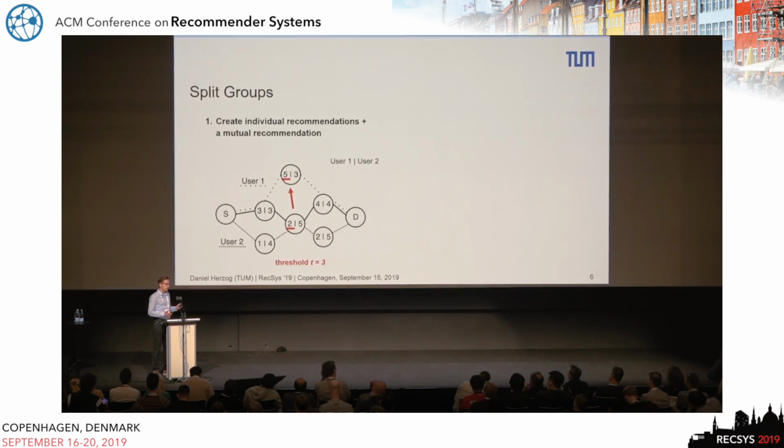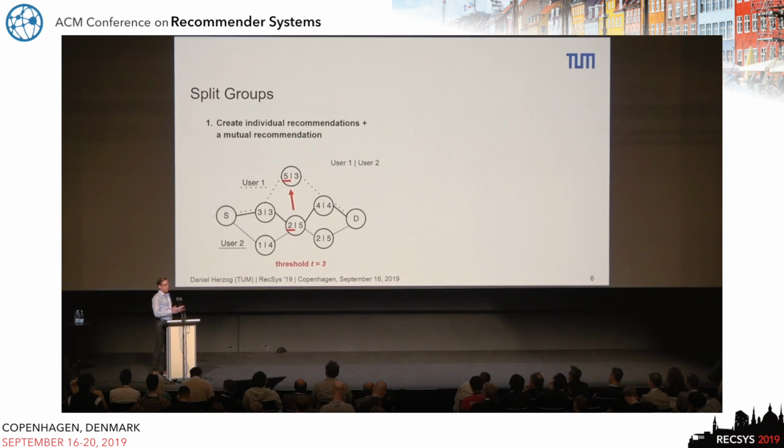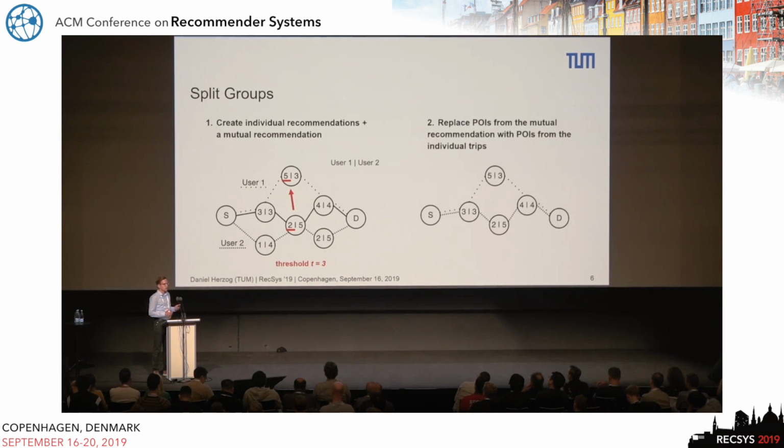In this case, user 1 can leave the group, visit the point of interest in the north, which is only recommended to user 1 and which has a high score, and can join the group later. So the final recommendation looks like this. Both group members in this group follow the same recommendation, the mutual recommendation, but user 1 leaves the group for a short time, joins it later, and user 2 never leaves the mutual recommendation because all points of interest are already satisfying for this user.